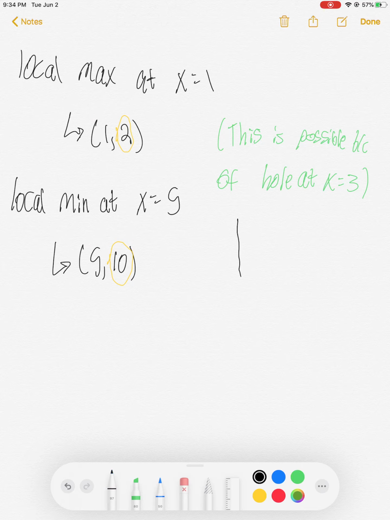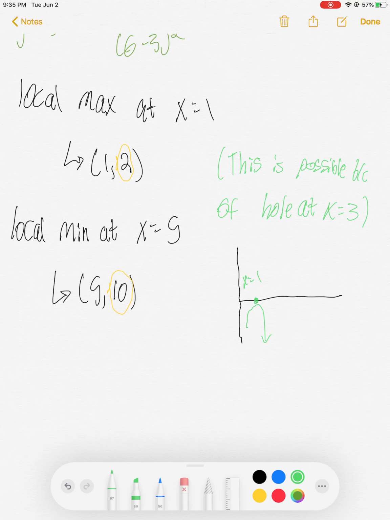This is possible because of the hole at x equals 3. It's possible, and this is not necessarily our graph, but just to show you that this kind of behavior is possible. It's possible that our function looks something like this. So it might look like this. Okay, and this is x equals 1 here. Or no, hang on.